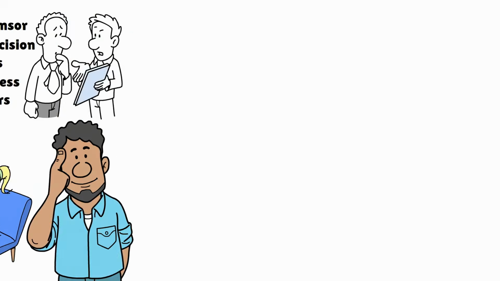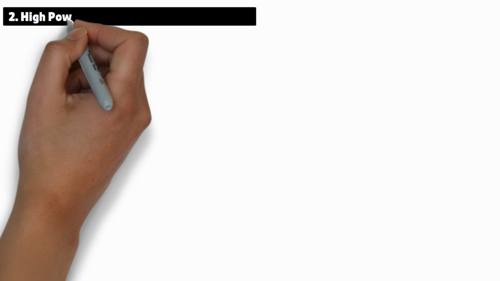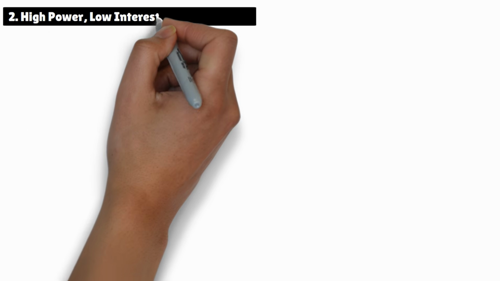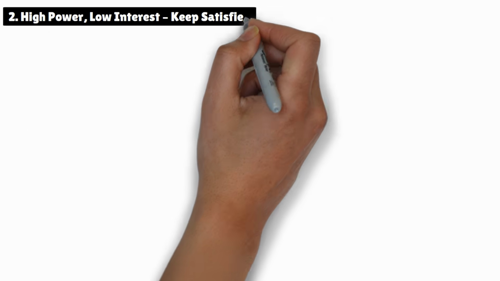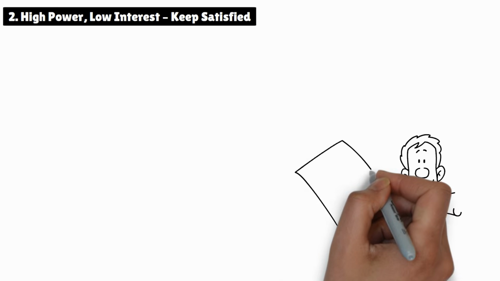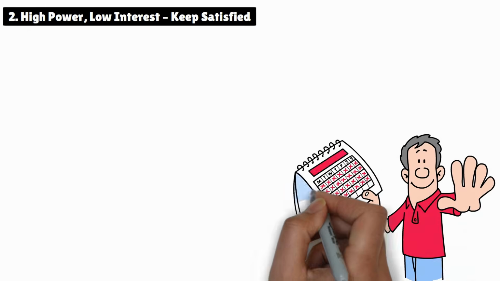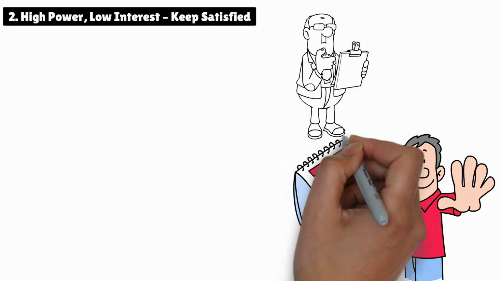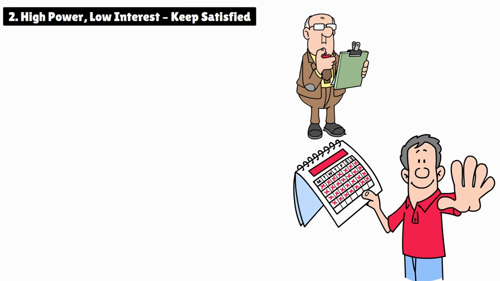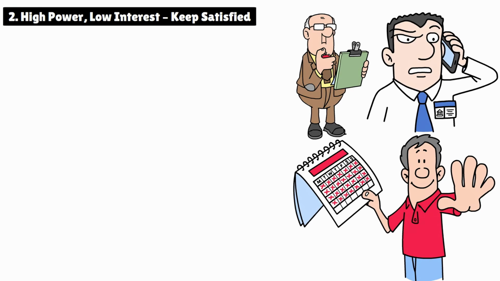Now we move to stakeholders who have high power but low interest. These individuals must be kept satisfied without overwhelming them. They may not want the day-to-day details, but they do care if something affects their domain. They can also cause serious issues if they feel blindsided.